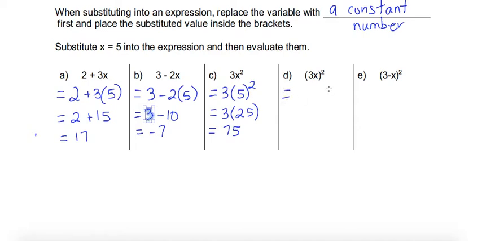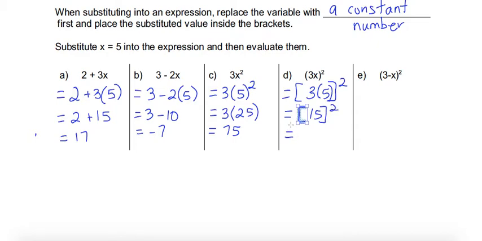In part D, I have 3x in brackets, squared. This time I'm going to use some square brackets to represent my outside brackets in this case so that I can use brackets within my question inside. So I have 3 times 5, close my square bracket, and then square that. So I'm going to do what's inside of my square brackets first. So I'm going to do 3 times 5, which is 15, squared.